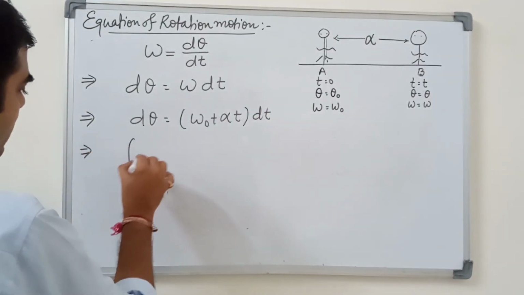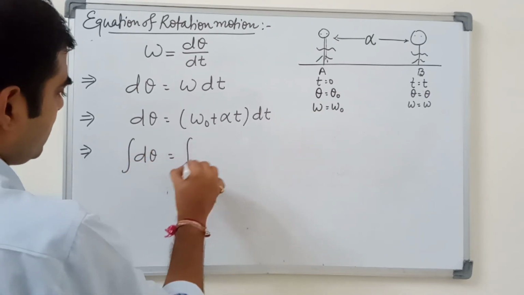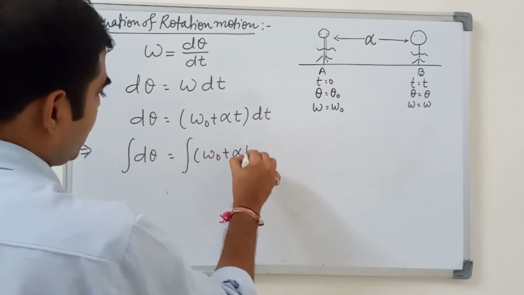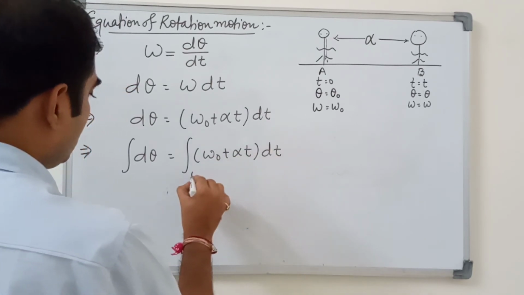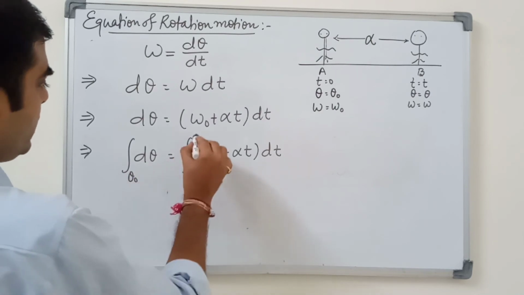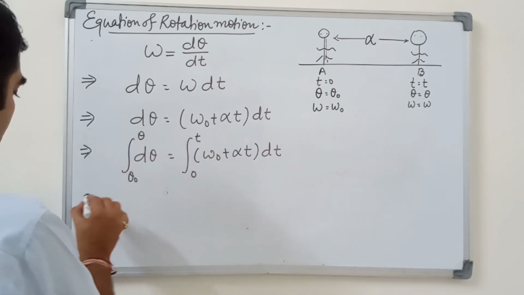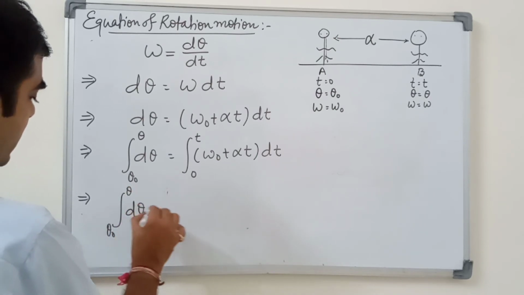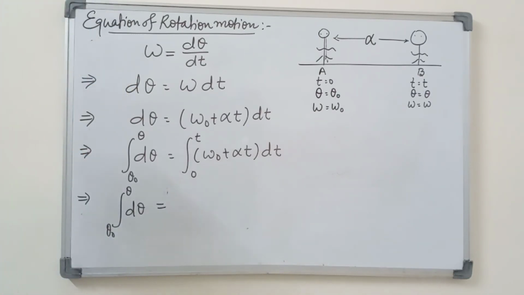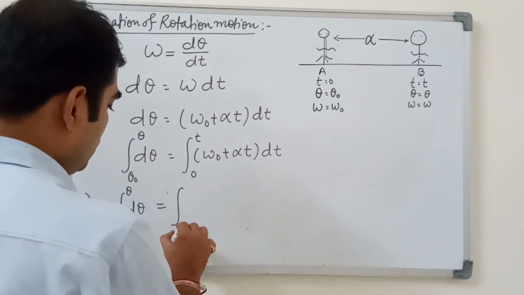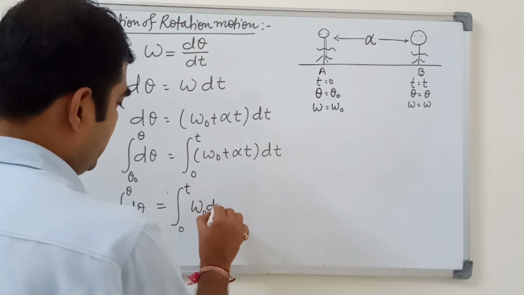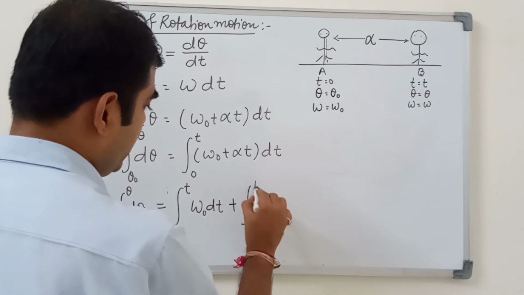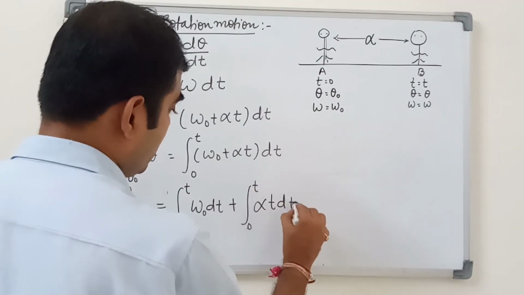Now applying integration on both sides: integral of d theta is equal to integral of (omega naught plus alpha t) dt. Put the limits: t is equal to 0, so theta is equal to theta naught; t is equal to t, so theta is equal to the upper limit theta. So first of all separate this: integral from 0 to t of omega naught dt plus integral from 0 to t of alpha t dt.